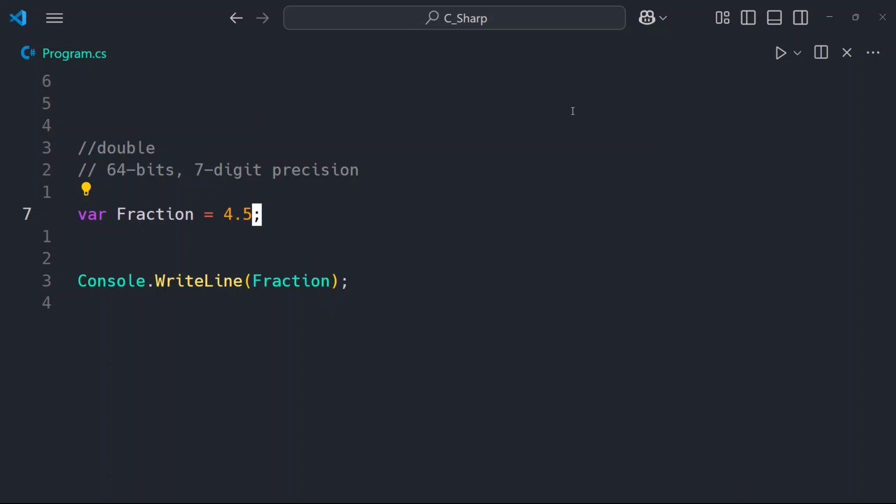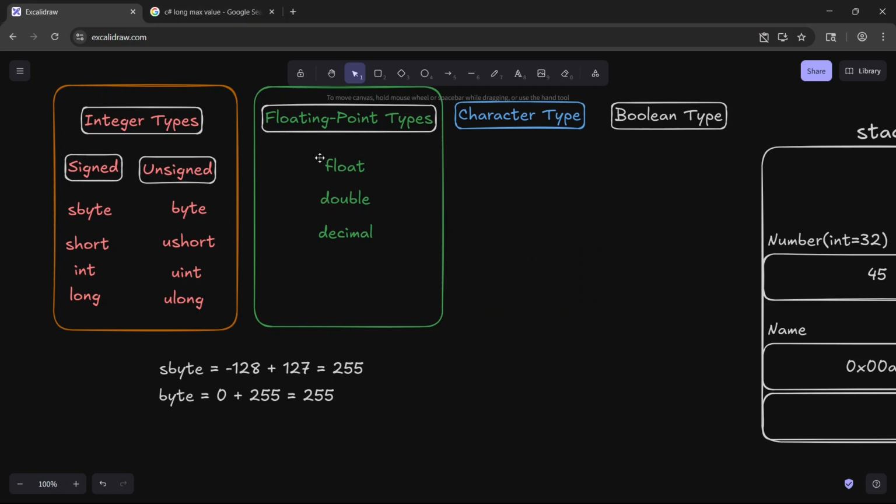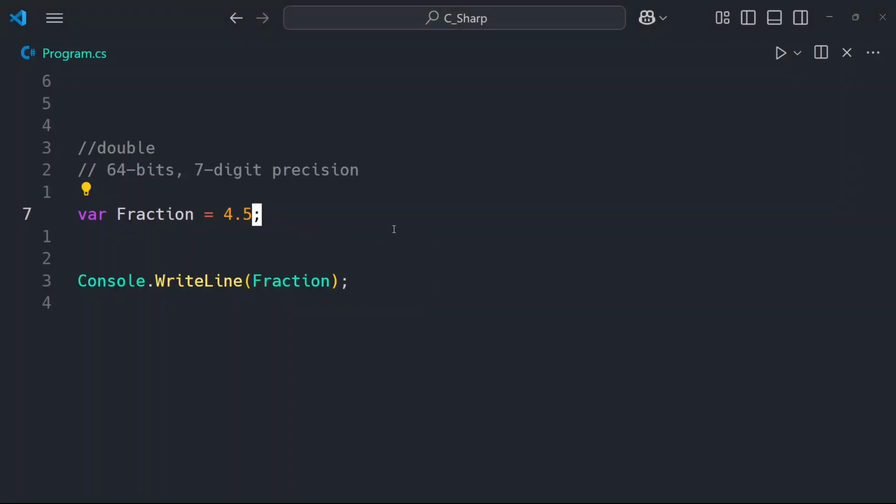Finally, let's talk about the floating point types. So we've done floats, we've done double. Finally, decimals. Decimals are 128 bits with a 29 digit precision, usually reserved for financial and monetary calculation where the exact decimal is required.